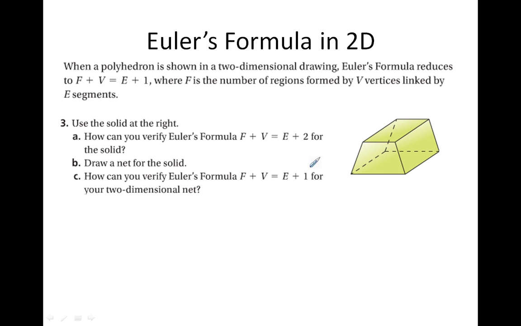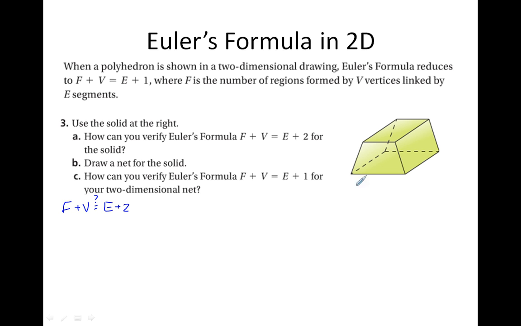Okay? So if we look at this solid here, we've got a trapezoid on the front, trapezoid on the back, and then rectangles for each of the connecting planes. It says, how can you verify Euler's formula for the solid? Well, to verify it, we're going to plug in the numbers and see if this equality actually holds.